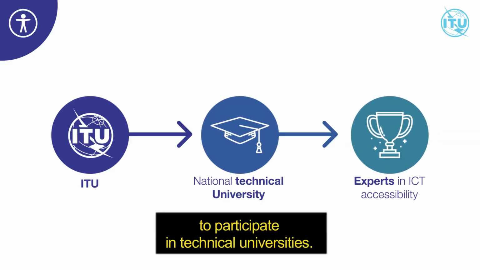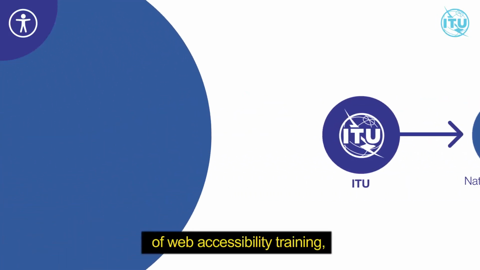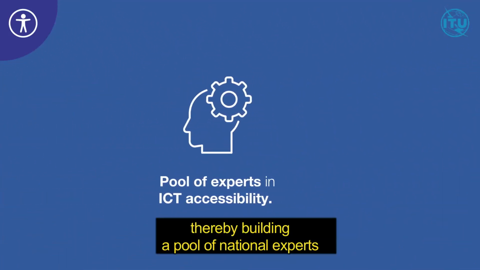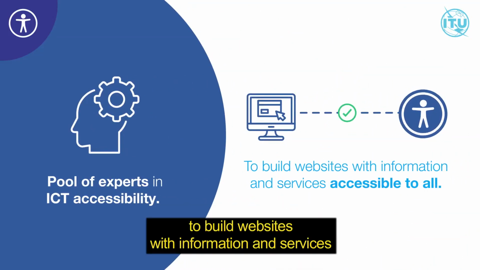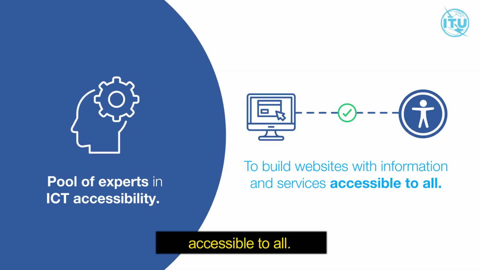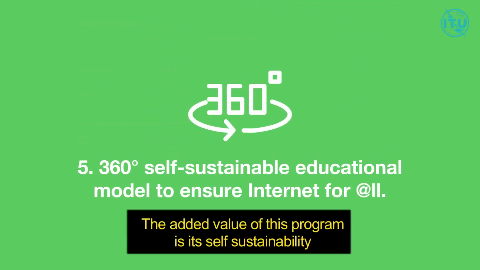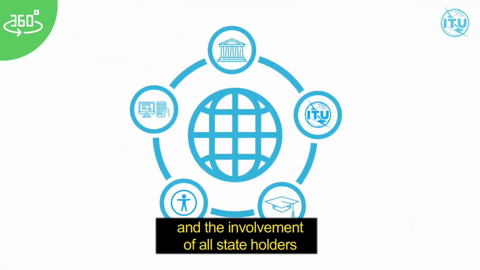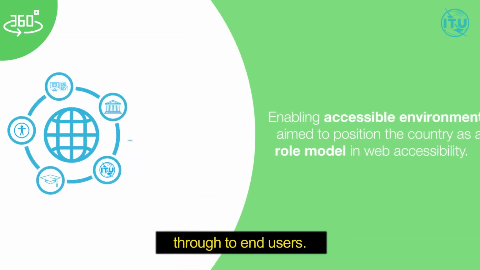The fourth step: recognizing the role that academia plays in shaping evolving societies, ITU will offer the training curriculum to participating technical universities. This empowers them to become the providers of web accessibility training, thereby building a pool of national experts who will support the public and private sectors to build websites with information and services accessible to all. The fifth step. The added value of this program is its self-sustainability and the involvement of all stakeholders in the information chain, from government and academia through to end users.